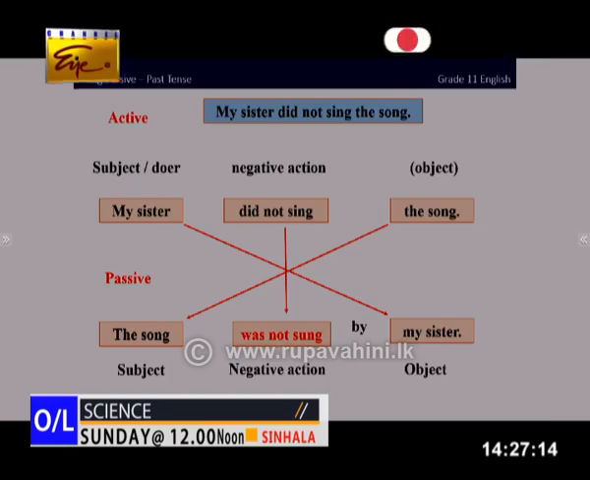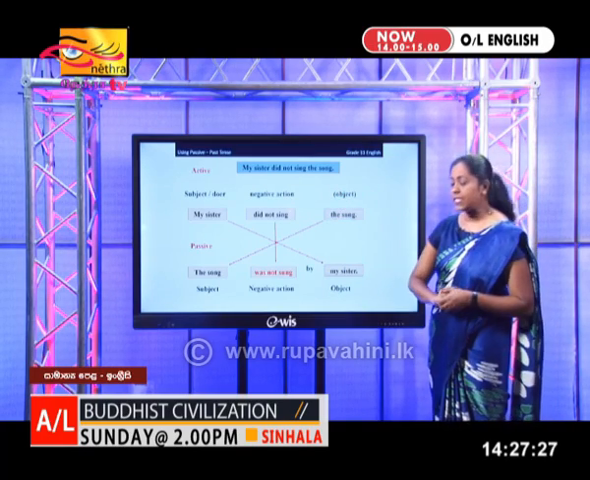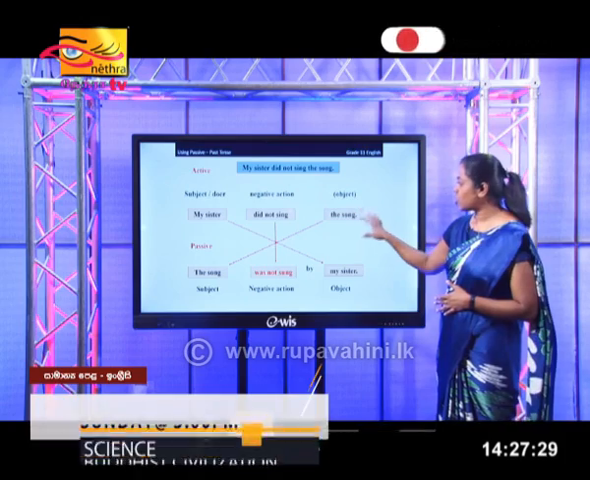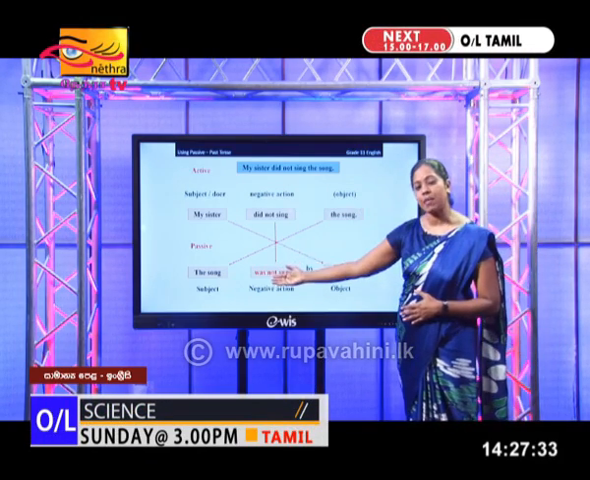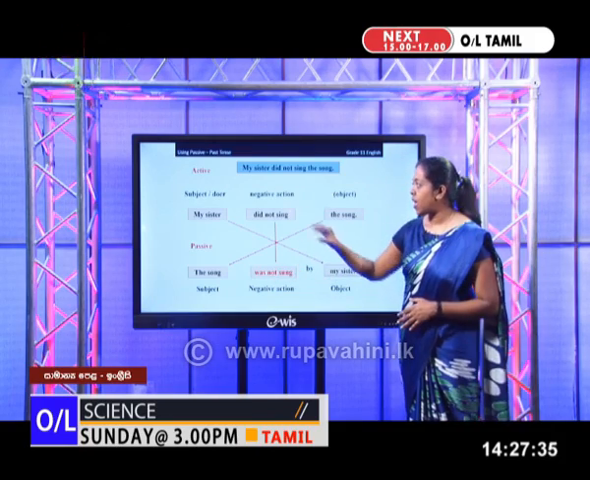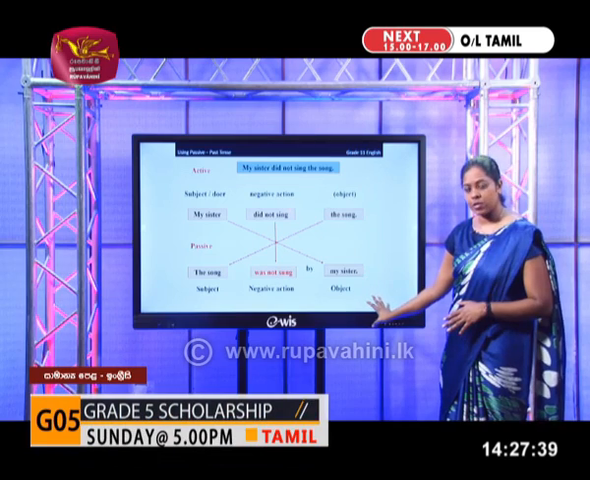Right, let us use the same method now. What are we going to do first? You are correct, we are going to change the subject and object position. Right, my sister did not sing the song. My sister is the subject, the song is the object. So, what I am doing, I am bringing the song in front and making it the new subject, and I am bringing the subject my sister to the object position.